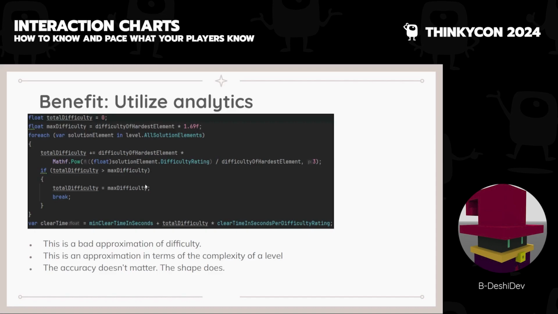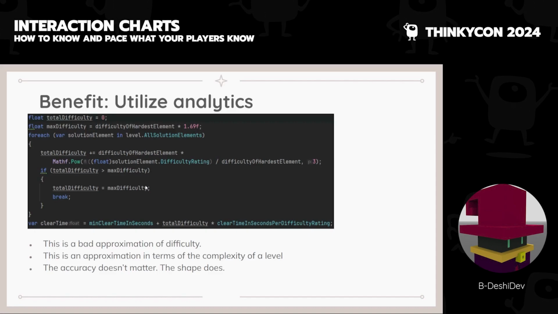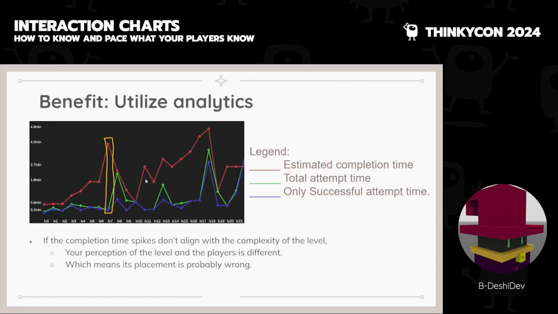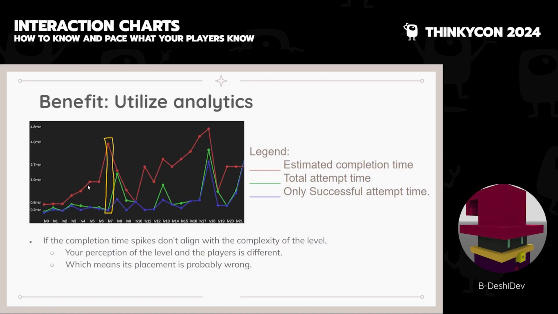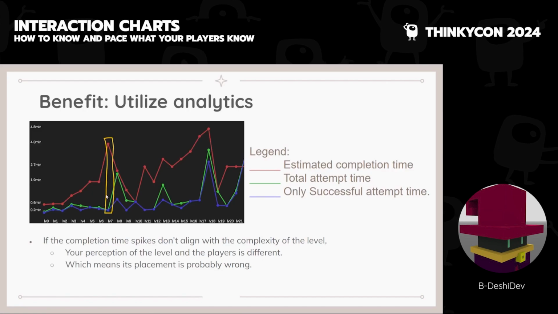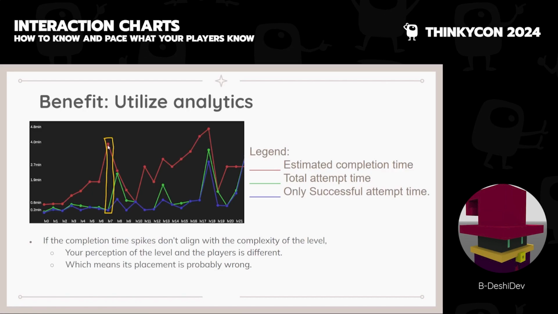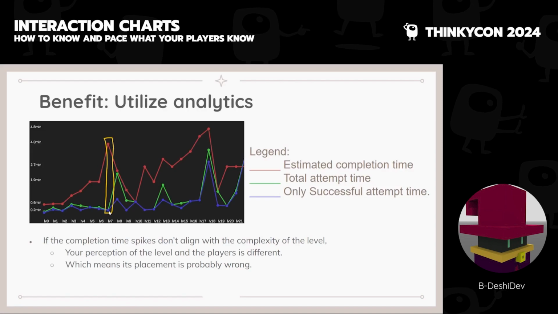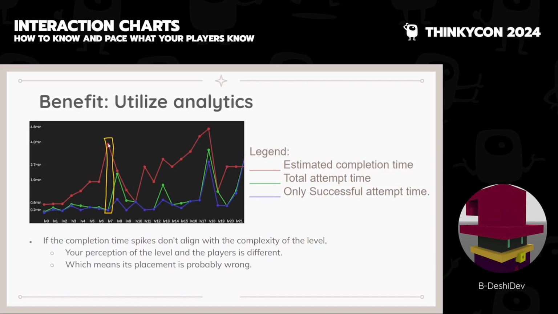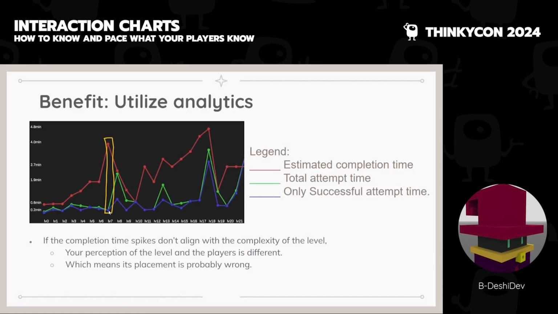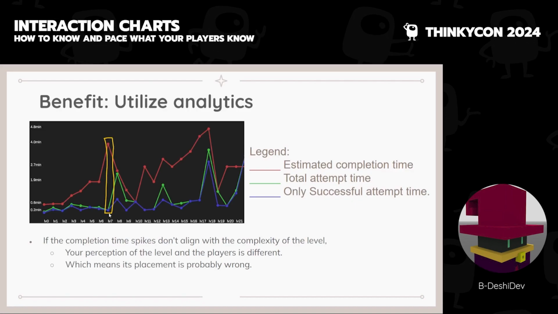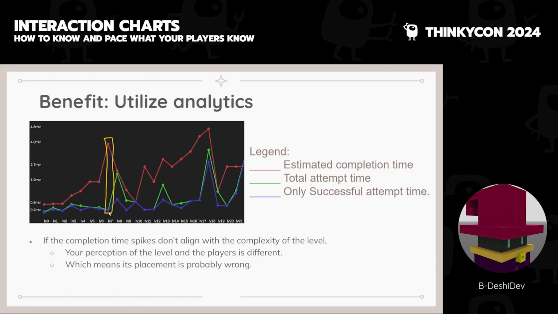So this gives a very bad approximation of difficulty, but it gives it in terms of the complexity of the level, the amount of interactions it uses. The accuracy doesn't matter, the shape does. So I plot it, and what I'm actually looking for is if the spikes of the curve align with the spikes in the actual analytics data. The red one is my estimate, and the green or blue one is the correct one from the data. We can see that it sort of aligns in some cases, but on particular levels it is much higher. And we can see that for this level the estimate is much higher than what it actually is. So maybe my perception of the level and its actual difficulty is different.